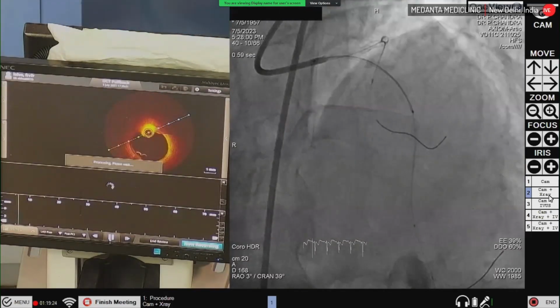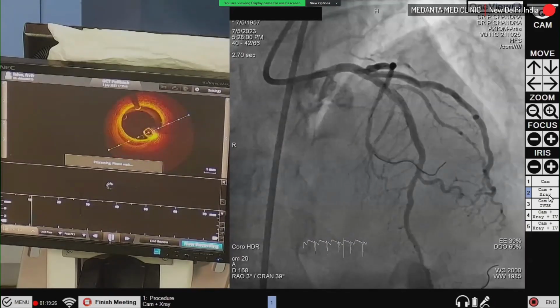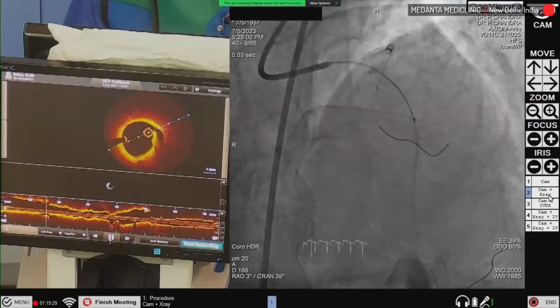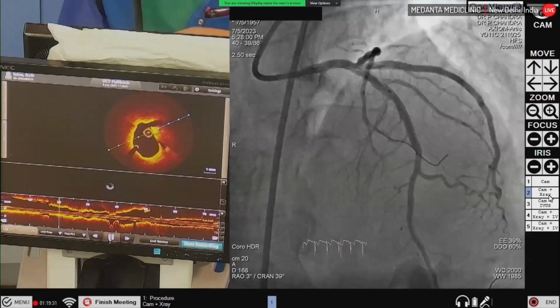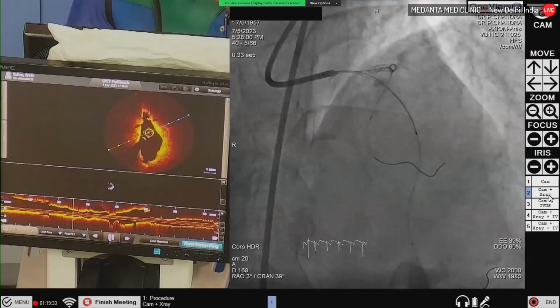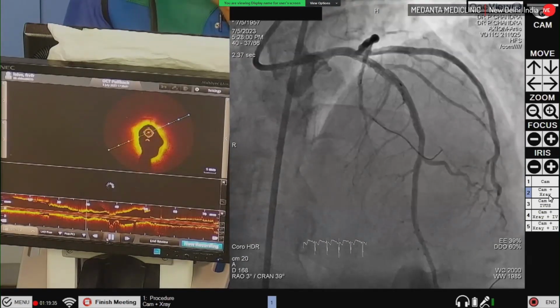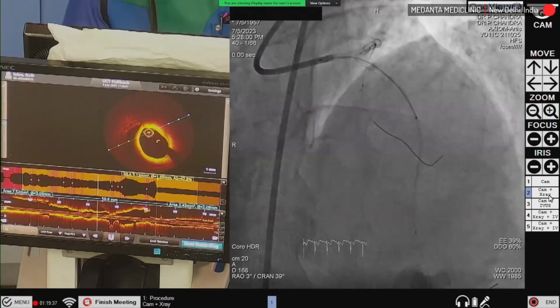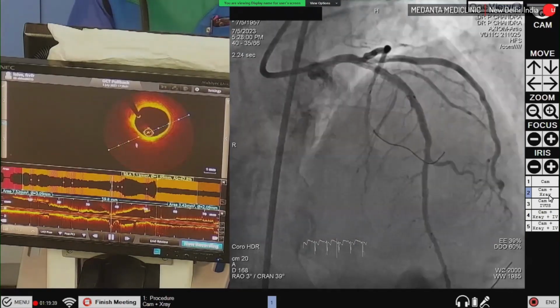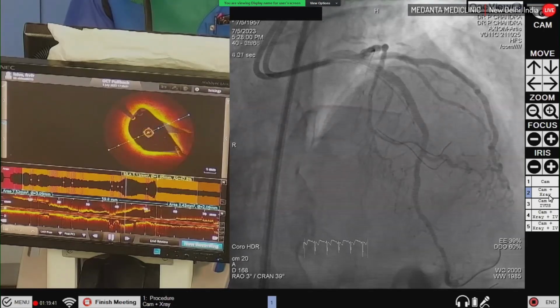This dissection is going up to the diagonal also. It's extending into the diagonal. Extending into the diagonal. Better to show me the whole thing.